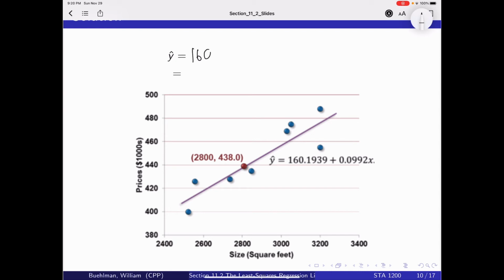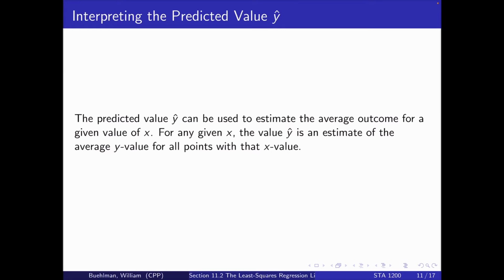So we have 160.1939 plus 0.0992 times 2,800, the square feet we were given. So you see how we just took that predictor value and plugged it in, which when we do all this math, we get 438.0. So if you look at the graph below, you can see where at 2,800 square feet, the y value is going to be 438. So what that means is we expect for a 2,800 square foot home that it will sell for $438,000.